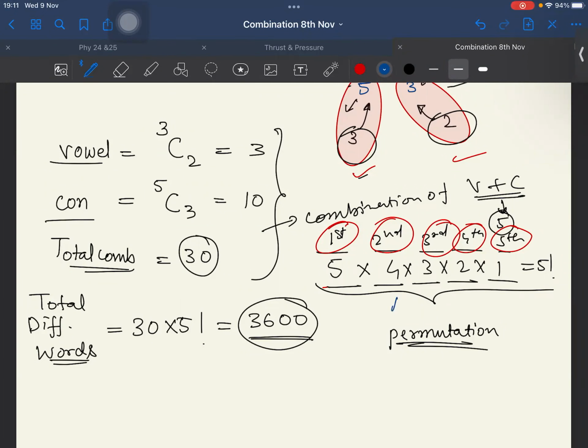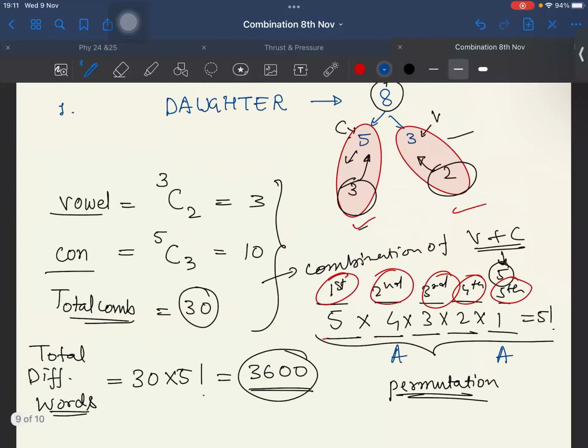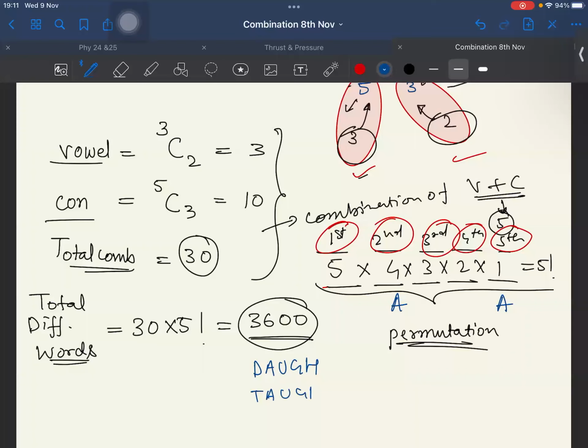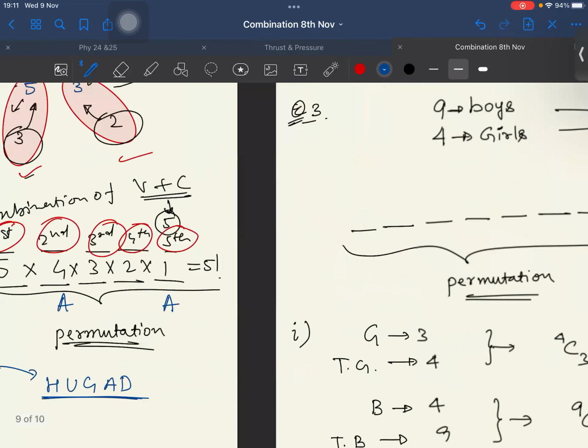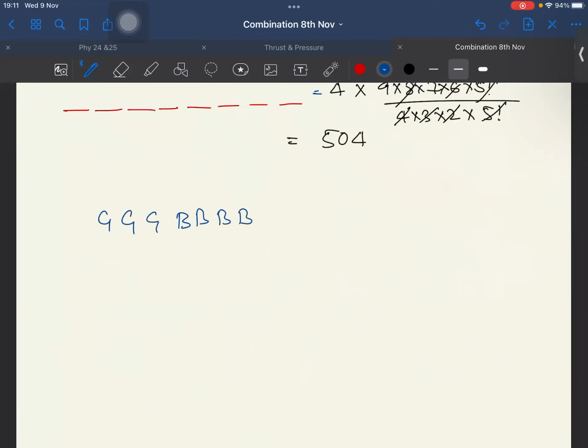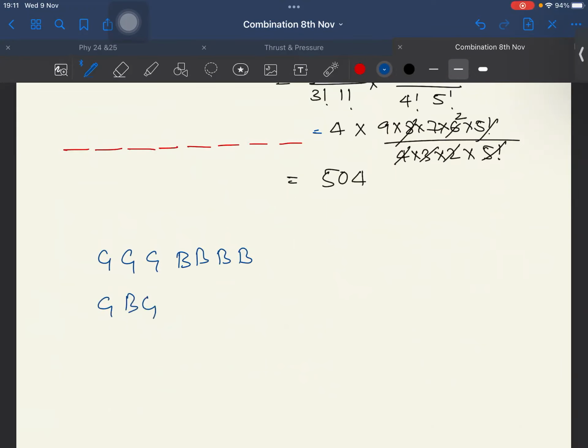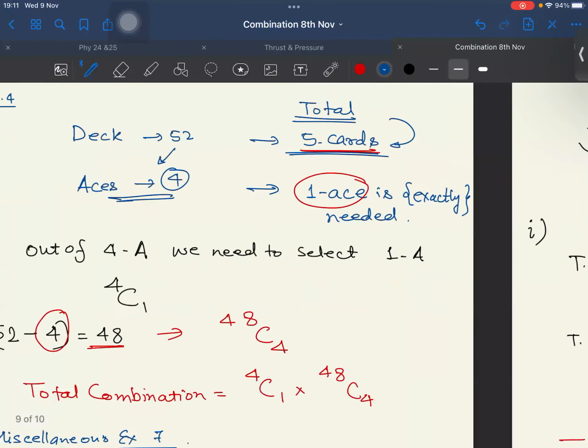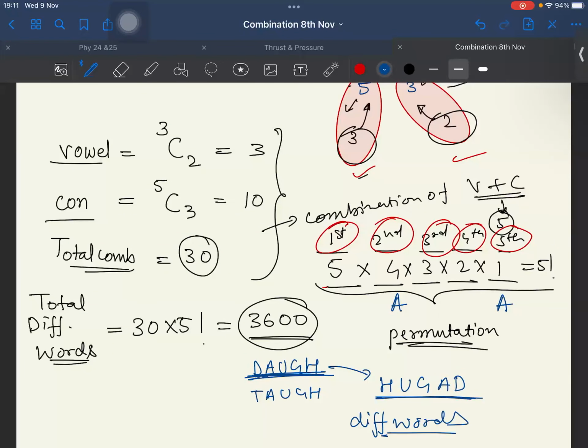Let's say you are fixing A here. Now if in the second word you use A in the last place, that will change the word entirely, right? So either you can use DAUGH or you can use TAUGH. These are all different words. Or you can use the same letters and just change the position, HUGAD. These are different words, although we have used the same letters. But here, if you select girl, girl, girl, boy, boy, boy, boy, or you select girl, boy, girl, boy, girl, boy, boy, the team will remain the same team. But there we have different words. That's why we have to arrange them, and that's why we are using permutation. Got it or not?